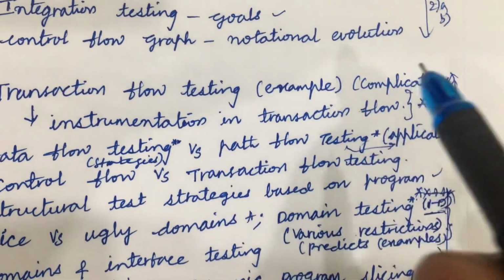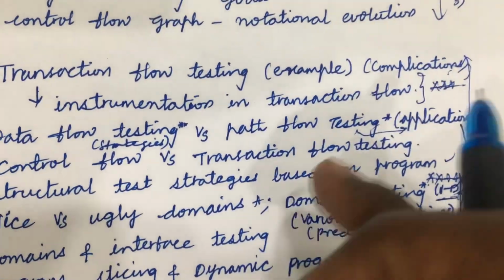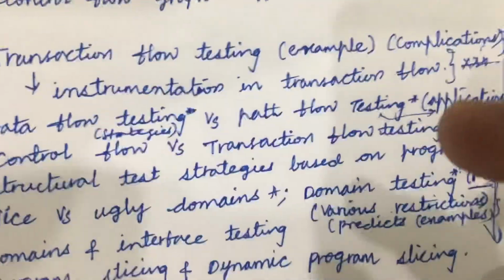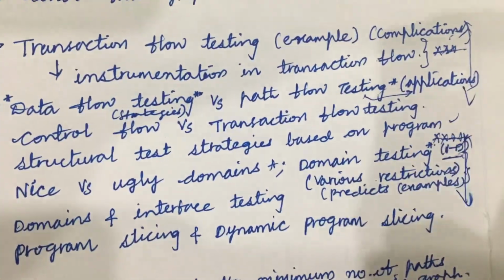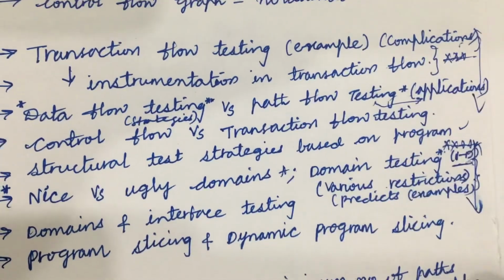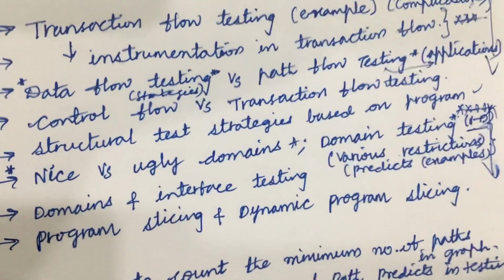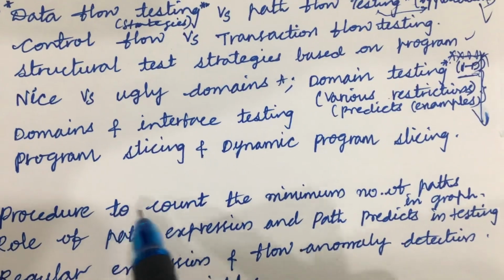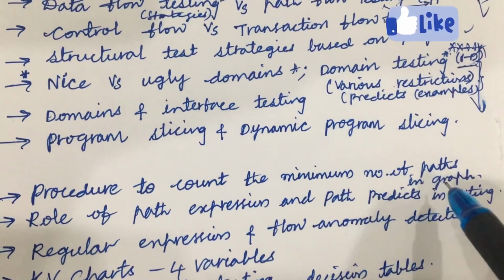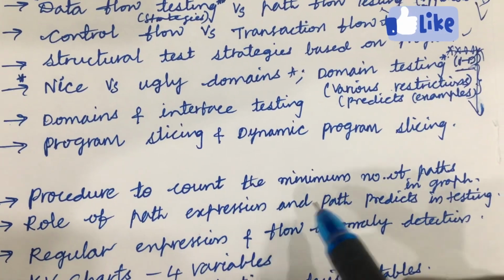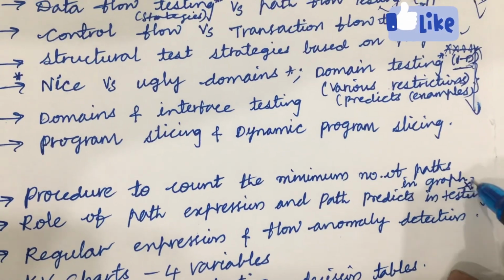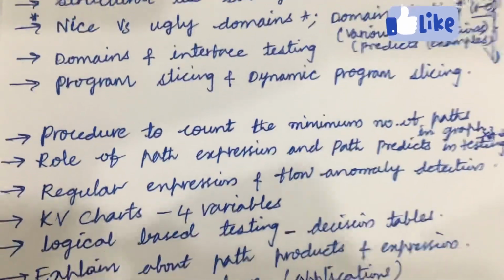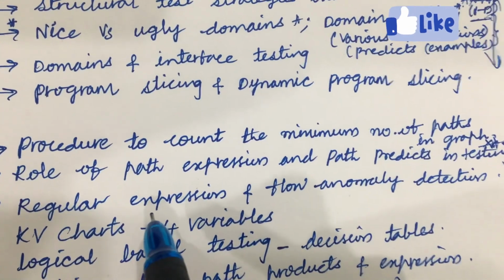This second unit consists of 2 questions in the question paper, that is also 30 marks. Dear students, if you prepare unit 1 and unit 2, I can assure and guarantee that you are going to get 60 marks out of a 75 marks question paper. Later, the third unit is all about the procedure to count the minimum number of paths in a graph, and the role of path expressions and path predicates in testing is one of the guaranteed questions which we can expect, as even in the third unit we can expect 2 questions this time.